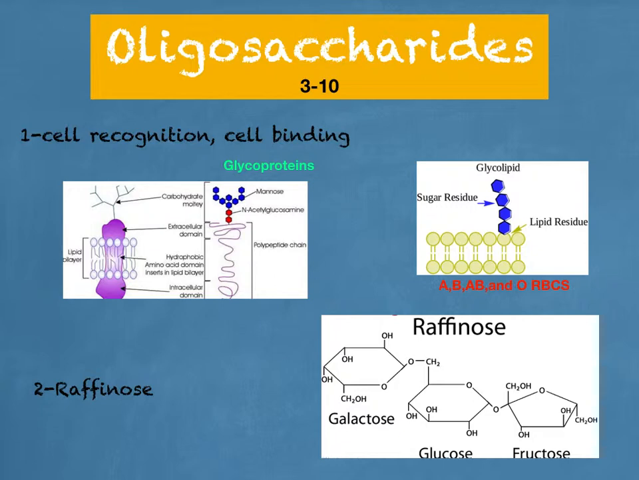On the other side, not all oligosaccharides have that function. Some oligosaccharides are just storing monosaccharides, like raffinose in plant tissue, which is just three molecules, the three musketeers together in one molecule: galactose, glucose, and fructose, which is a kind of energy store in plants.